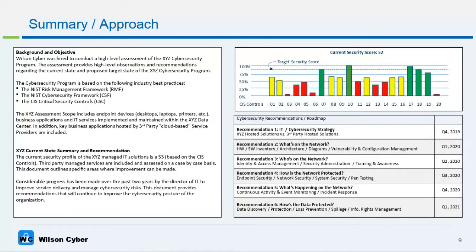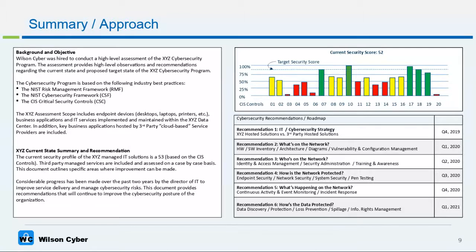So the summary and the approach for the security operations. This is a sample assessment that I had done. Wilson Cyber was hired to conduct a high-level assessment of XYZ cybersecurity program. The assessment provides a high-level set of observations and recommendations regarding the current state and the proposed target state of the cybersecurity program. The program is based on the following industry best practices: the NIST Risk Management Framework, the NIST Cybersecurity Framework, and the CIS Critical Security Controls.